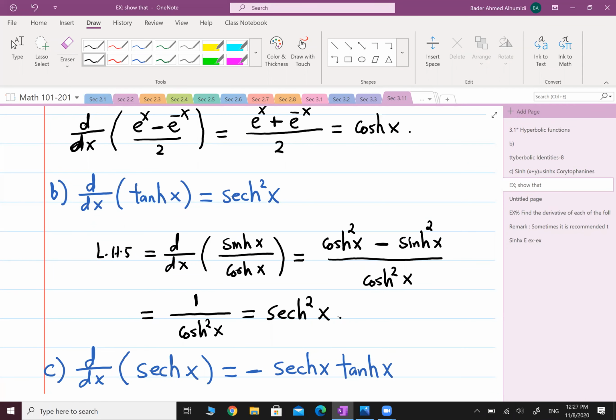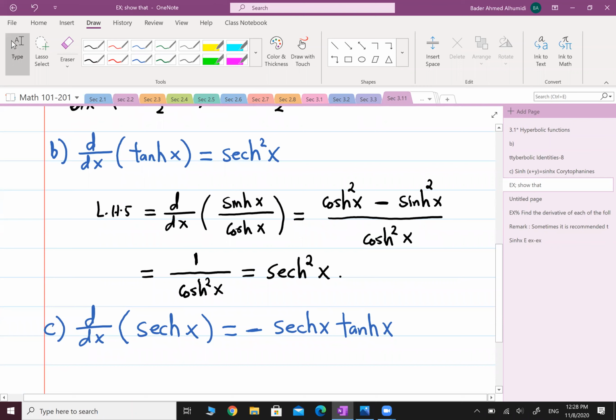I think that's enough for today's class. Inshallah, we'll continue proving the last one, which is hyperbolic secant, and then we will see how to use these identities or formulas for derivatives to find the derivative of hyperbolic functions. Now your quiz is in the Blackboard. You just go to the Blackboard, go to assessments and tests, and you can see your quiz there. So I will stop recording now. Okay, this is what we have.